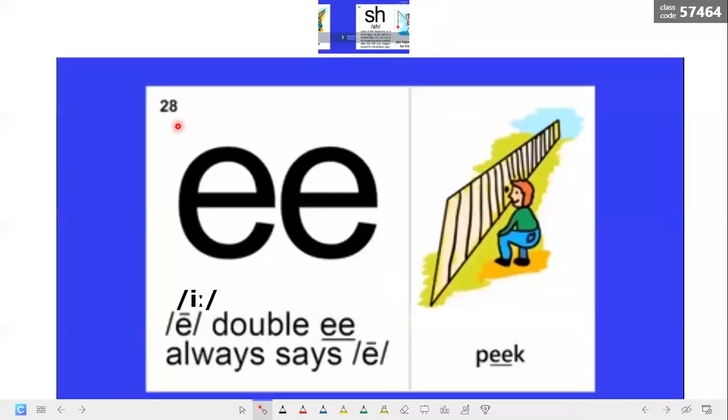Let's go to 28. We have double E. They always produce the sound E, the long E, as in the word peak. Listen. Number 28. Double E always says E.